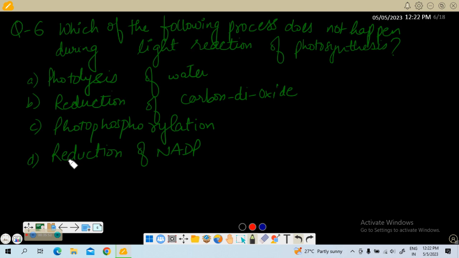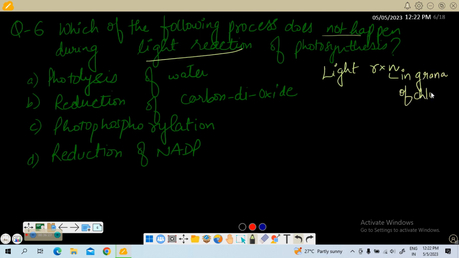Okay, next one. Which of the following processes does not happen during the light reaction of photosynthesis? A, photolysis of water; B, reduction of carbon dioxide; C, photophosphorylation; D, reduction of NADP. So here they are talking about the light reaction, and they are asking which does not happen. The light reaction takes place in the grana of the chloroplast. Here comes PS1 and PS2, that is included in non-cyclic. So PS1 and PS2 both are involved in the light reaction.